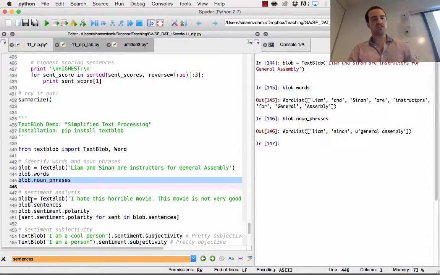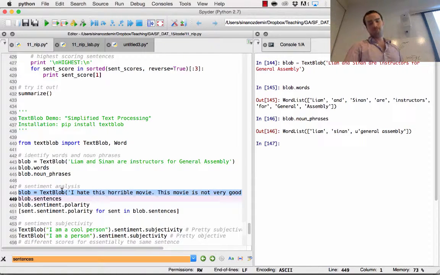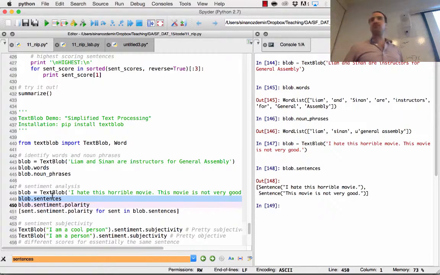But here's the interesting part. Here's the cool part, I think. Here's a new sentence, or here's a new couple sentences. I hate this movie. This movie is not very good. So I'll make a blob out of it. I can tokenize it into sentences. So each sentence: I hate this horrible movie. This movie is not very good.